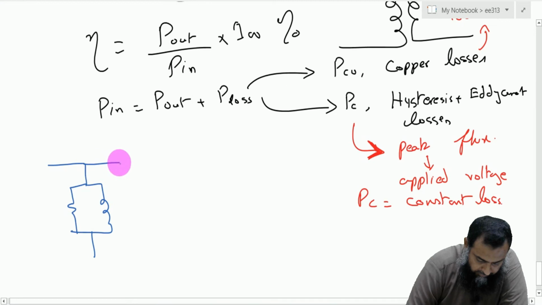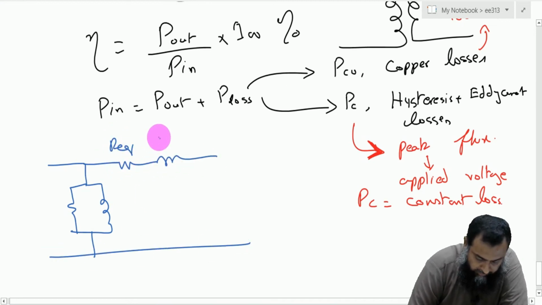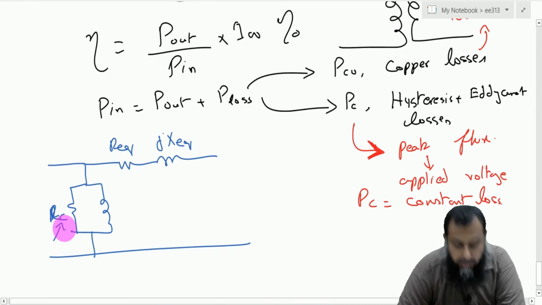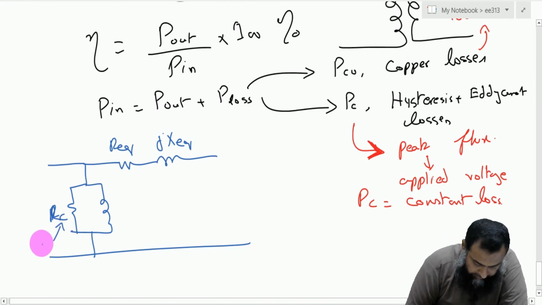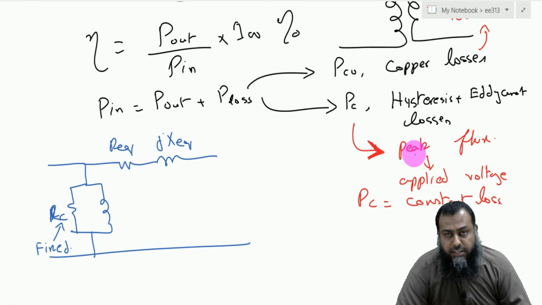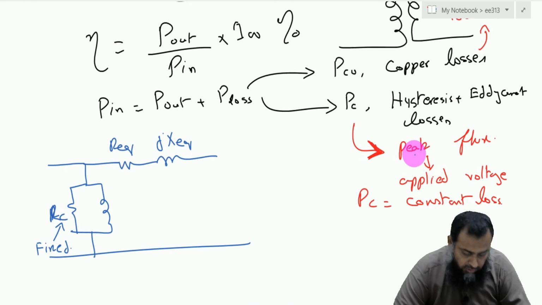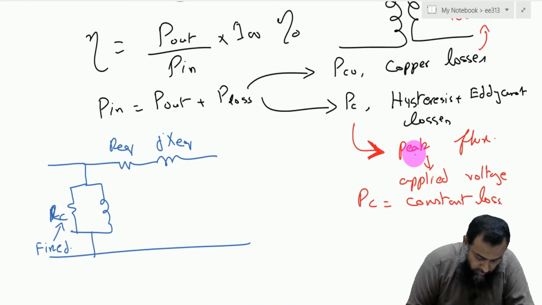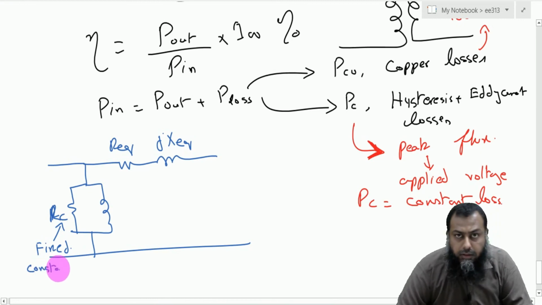We have this R equivalent, this is jX equivalent, and this one is the RC that corresponds to the losses in the core. These are fixed losses, as I have said, because they depend on the flux value, which depends on the input voltage, and usually the input voltage is essentially constant. Therefore, these losses are fixed, or we can say these are the constant losses in a system.